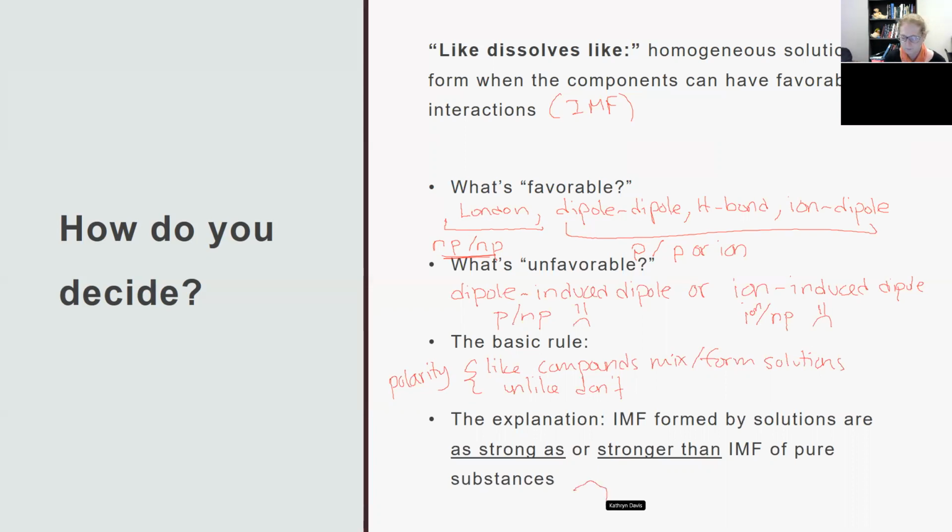So when I put benzene and toluene together, these are both nonpolar compounds, and the interaction between benzene and toluene is strong enough to make the benzenes and toluenes want to hang out together. On the other hand, if I put benzene, nonpolar benzene, with polar water, that interaction is dipole-induced dipole. It's an unfavorable interaction. Water doesn't want to be anywhere near benzene, and so they split up into two layers. Let's use that to make some predictions.